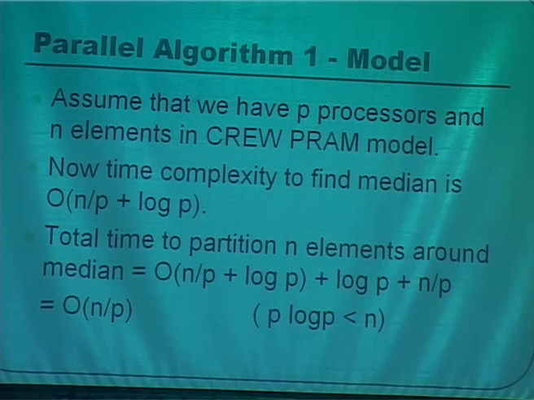Now, the time complexity to find the median of n elements using p processors is order n by p plus log p. This can be explained as each processor will have n by p elements, and it can find its own median in order n by p time. And using p processors and the p medians that we found, we can find the median of those in log p time, as in the selection problem. After finding the median of medians, we call it the median of the n elements, and we partition around it. The partition will be at least 25% to 75%.